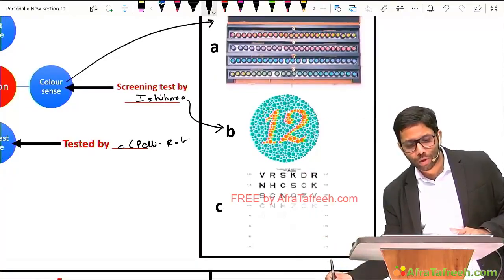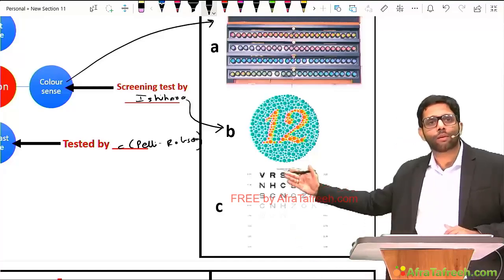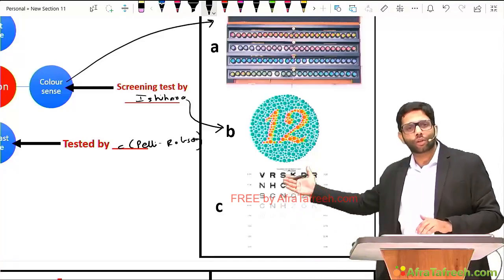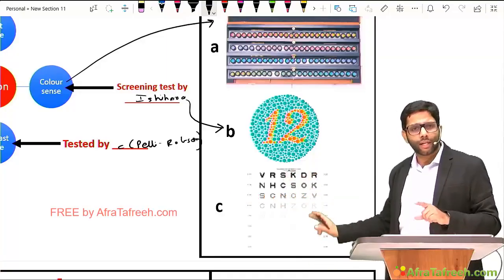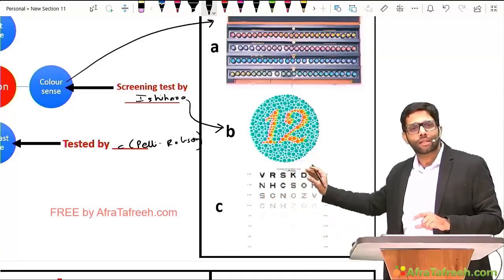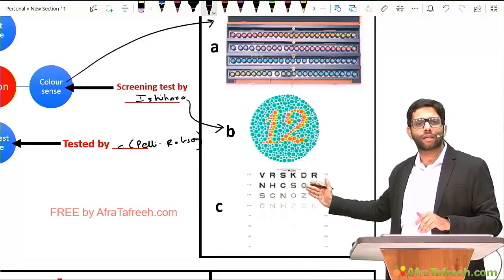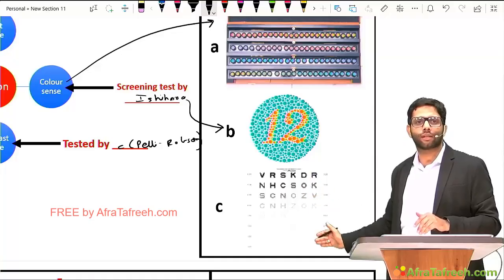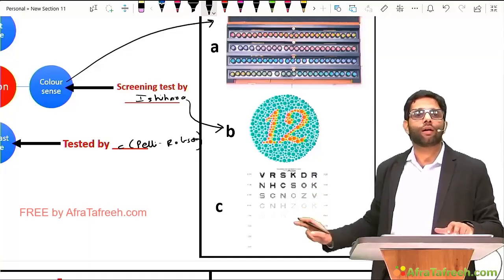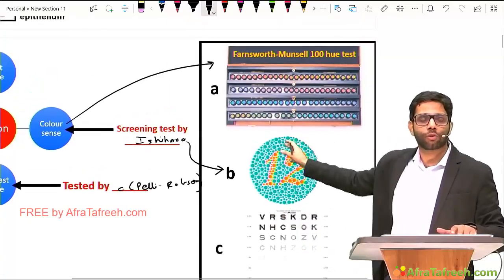Now why the Pelli-Robson chart cannot be for color sense? Because the color is the same, black. The contrast is decreasing. Why can it not be for visual acuity? Because the size of the letters is the same. The size is not decreasing. So this is for contrast sense. These two are for color sense.